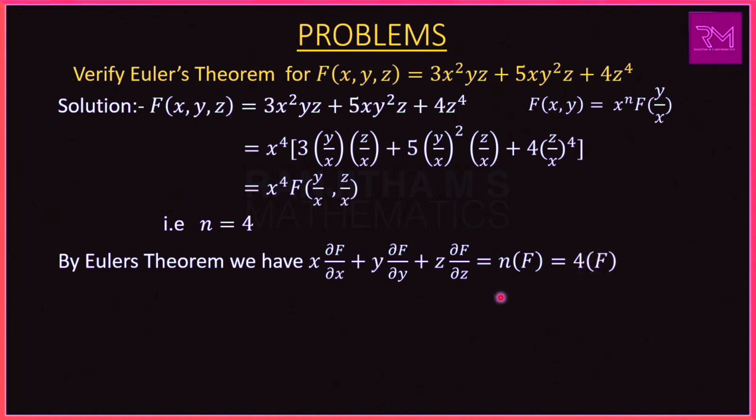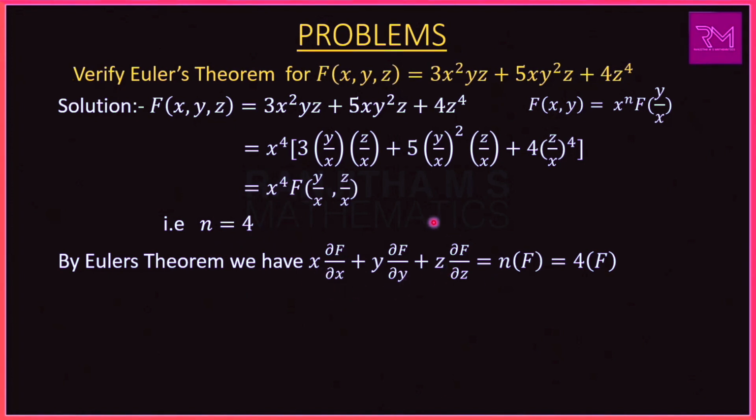We have to show that LHS is equal to 4 into f. This is a procedure to verify Euler's theorem. This is the first type of problem to verify Euler's theorem. That means the first step is to find whether it is a homogeneous function or not. Using that we can find the degree, that is the n value. After finding the n value, take Euler's theorem.